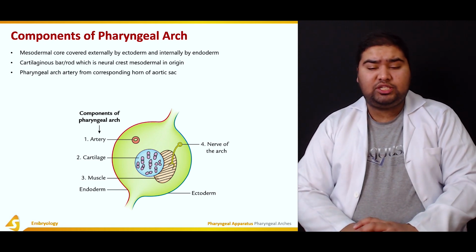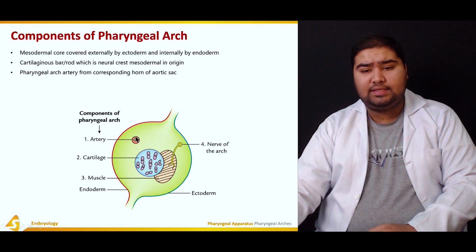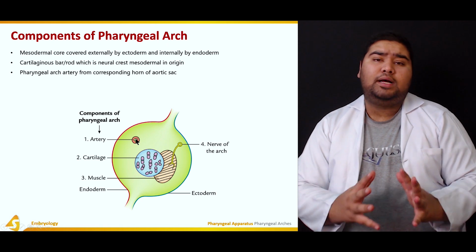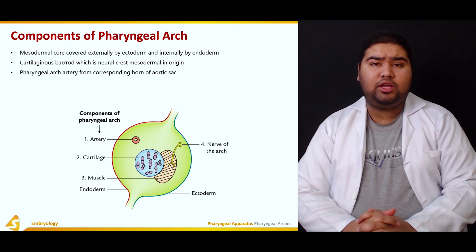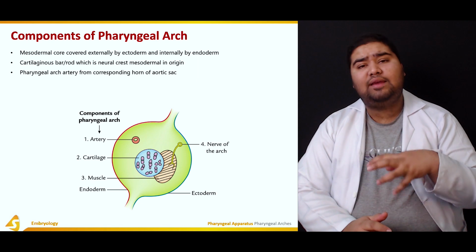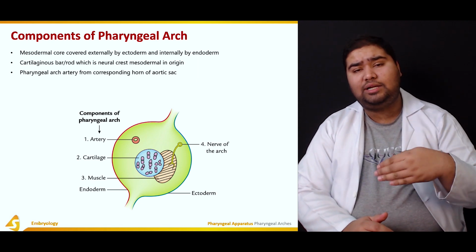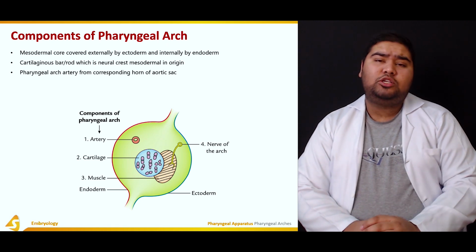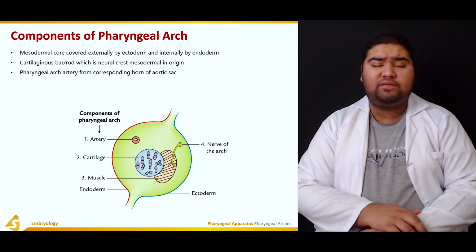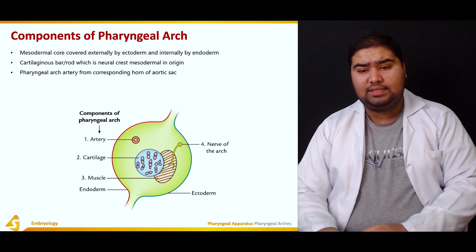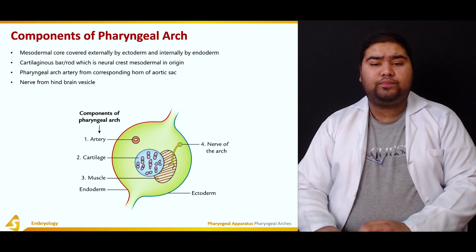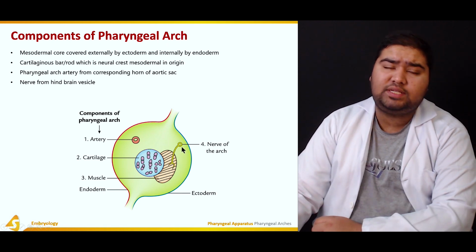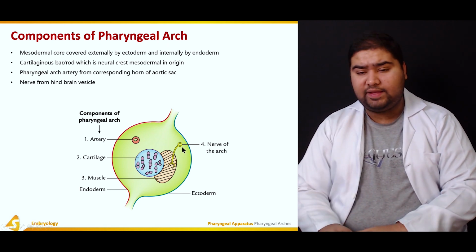Then we have the pharyngeal arch artery. Here you can see the pharyngeal arch artery. This artery corresponds to the corresponding horn of the aortic sac. The aortic sac gives off various arteries. Each artery corresponds to a specific pharyngeal arch. Then it also has a nerve component. This is the nerve component which is derived from the hindbrain vesicle.